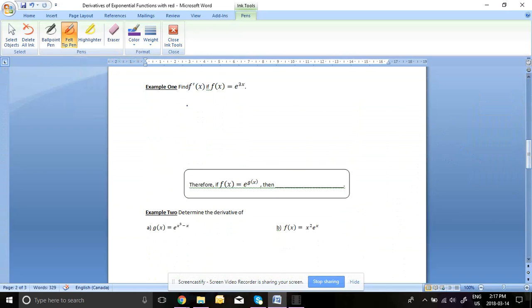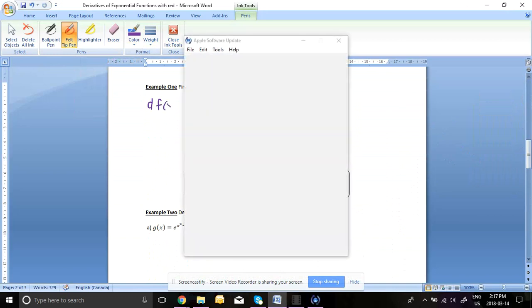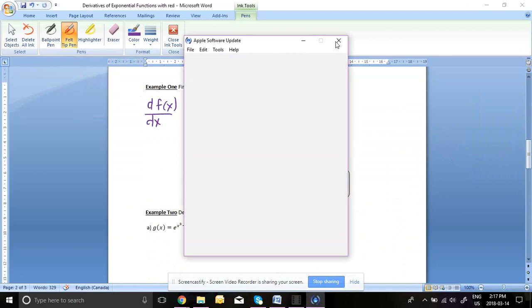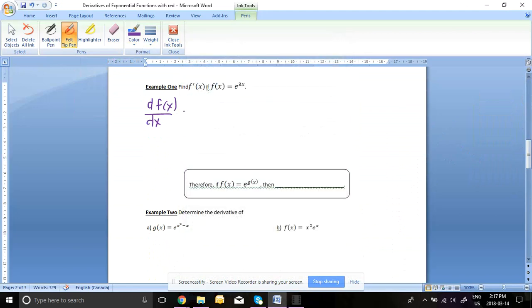Okay, but what if you have an exponent other than just x? So in this case, we have e to the power of 3x. What is the derivative of that? So I can say the derivative of f at x with respect to the change in x. Oh, great. Of course, this is happening during a video. Okay. So I'm going to take the derivative of e to the 3x times the derivative of the exponent, so 3x.